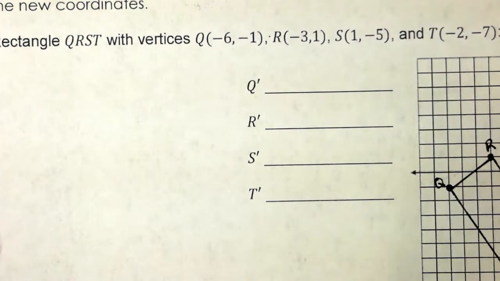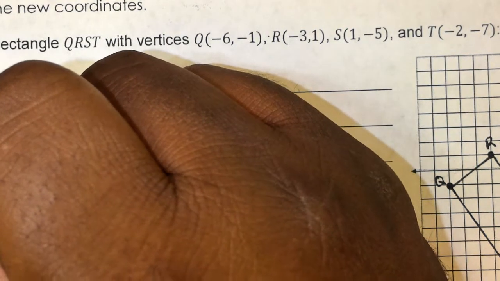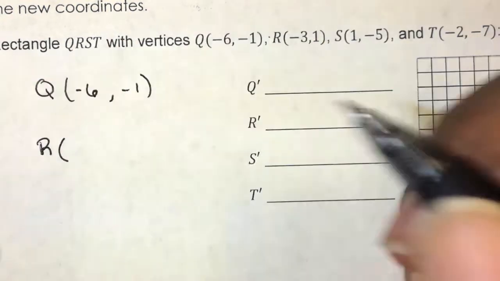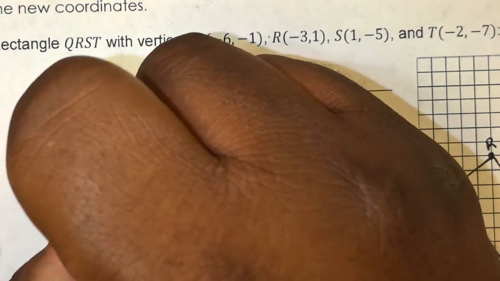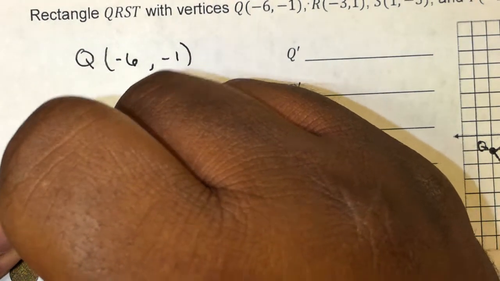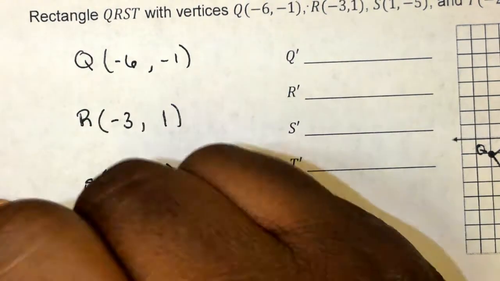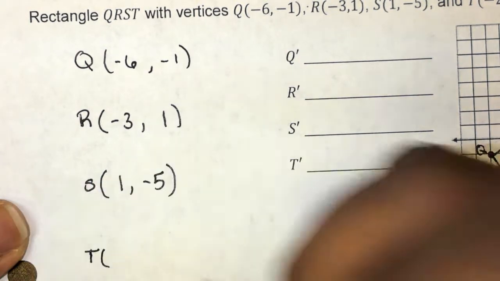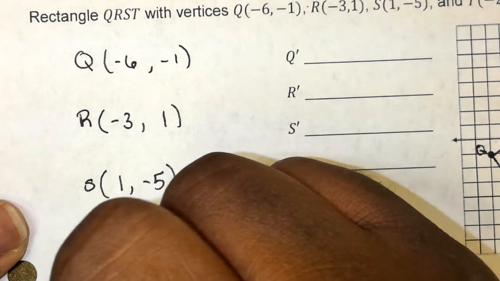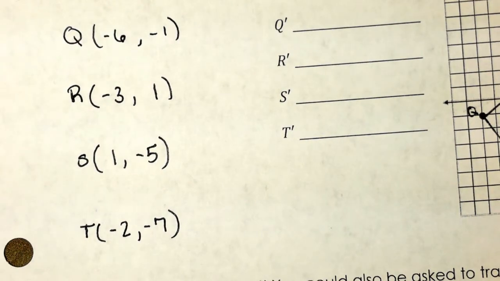So my original coordinates are up here on this one. Q was (-6, -1). I'm going to save some space between this though, and I'm going to put R a little further down. R was at (-3, 1). S, save a little bit more space, (1, -5). And T was at (-2, -7). These are my original coordinates that I got and that I plotted.